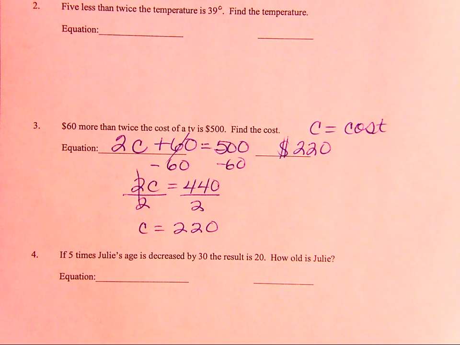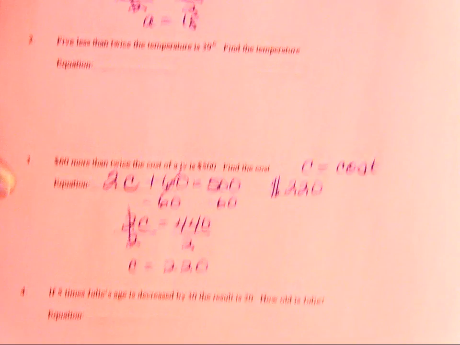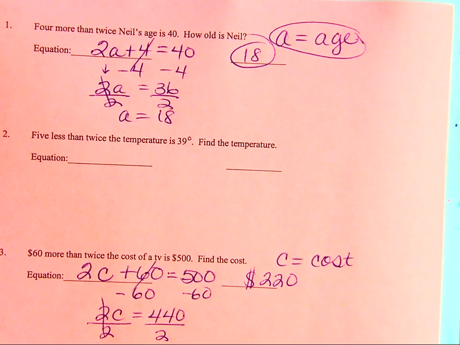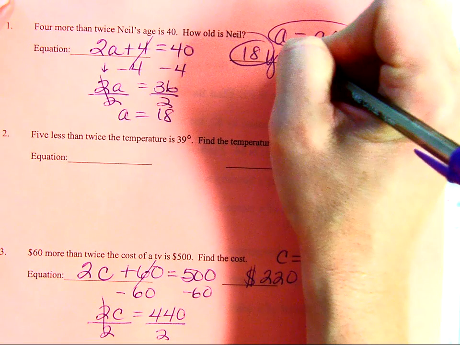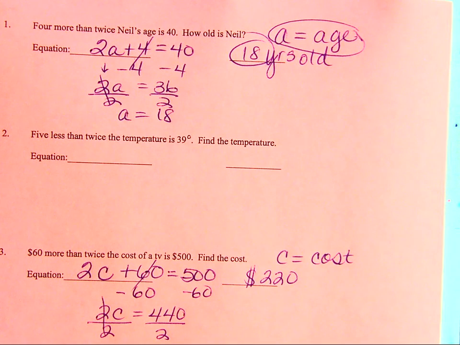And you know what else that reminds me that I forgot to do for number 1? 18 what? $18, 18 cookies, 18 years. Yep. Old. So part of your word problem is going to be, what the heck did you just find? Do you know what 18 is? It's A. Oh, A stands for age. Age means years. Got it?